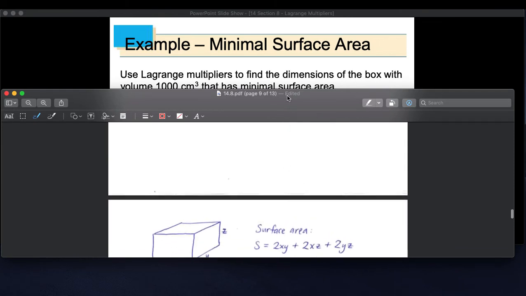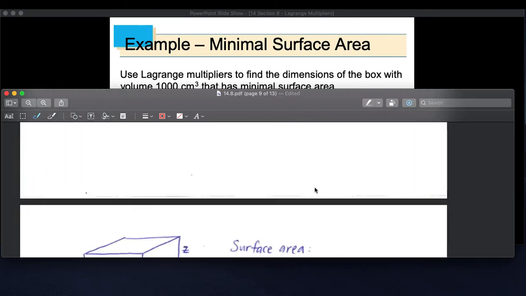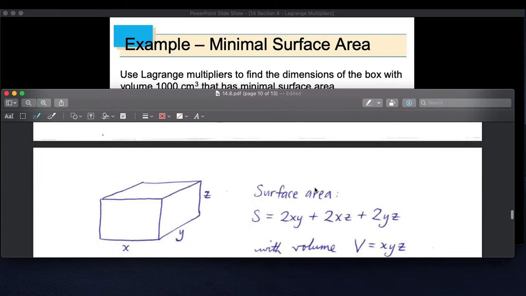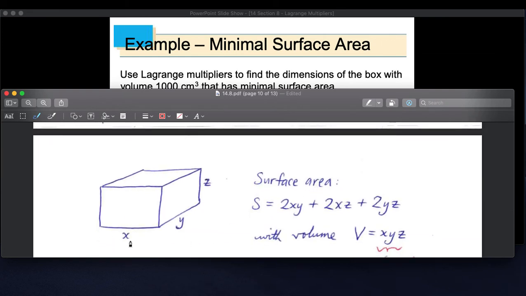So here, if I let my surface area be f, and the box has x, y, and z as its dimensions, then obviously my surface area is going to be 2xy to represent the floor and the ceiling, 2xz to represent the right wall and the left wall, and 2yz to represent the front wall and the back wall. I think this is familiar to most of us who've ever taken a geometry class.